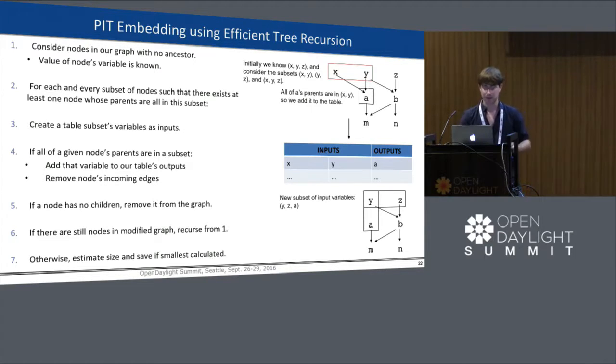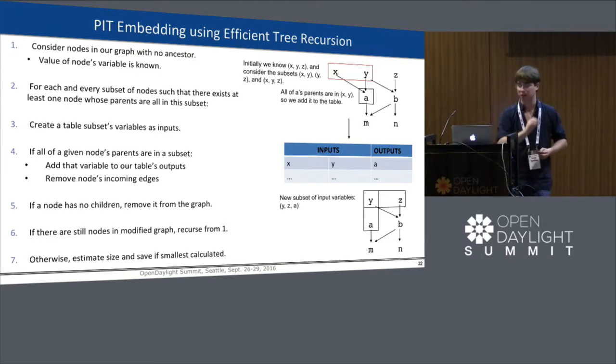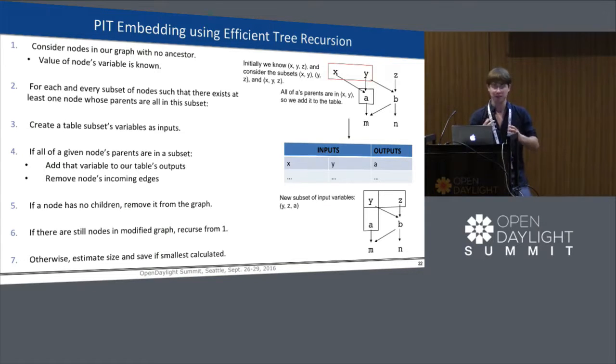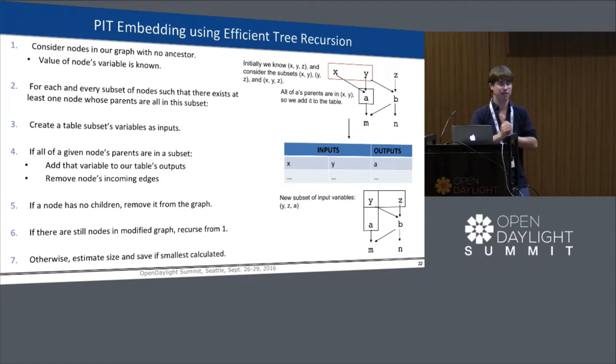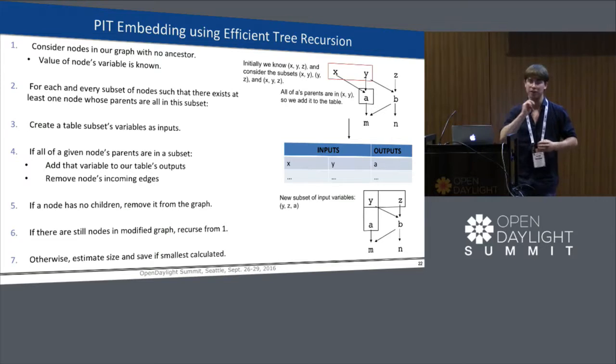subset of input variables. If after finishing this process there are still nodes in the modified graph, it means on this particular branch there still are permutations of dependencies which are not accounted for. We cannot calculate every single variable in our graph using the tables at hand, and therefore we must recurse on that graph until we can. Otherwise, we now have a series of tables at the end of that particular branch of recursion. We estimate the table size, and we save that particular set of tables if it's the smallest calculated.